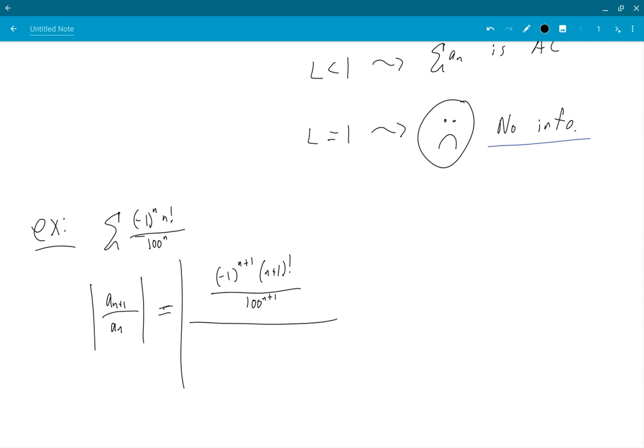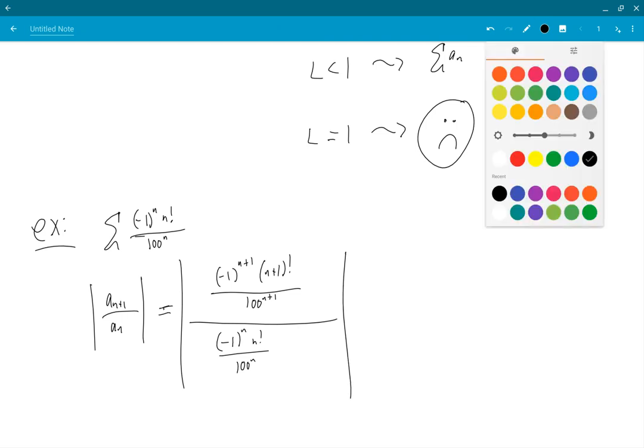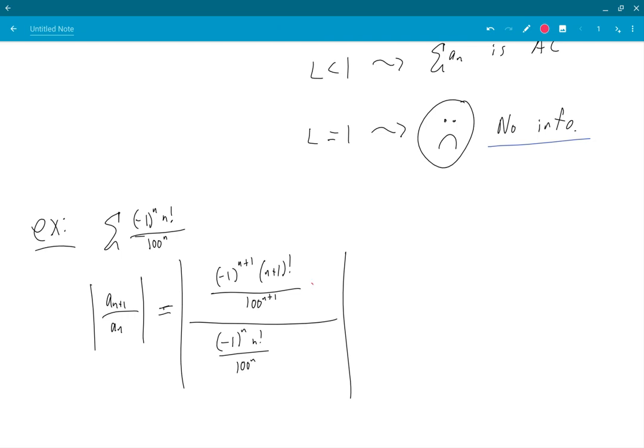So on top there I have a_{n+1}. And on the bottom I'm going to put just a_n, just copying what I have in my series up there. Okay, so again, this is a_{n+1}. Let's not put this around. So this here is a_{n+1}. This here is a_n.